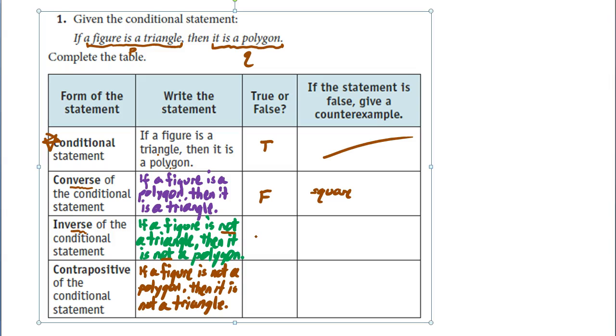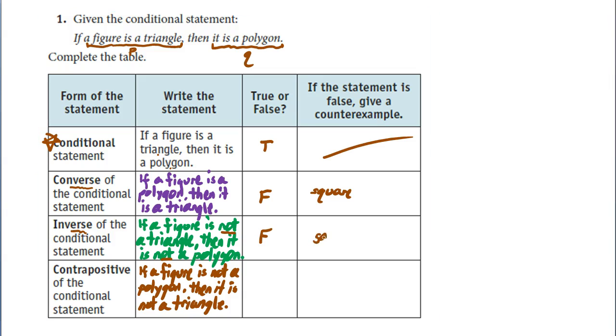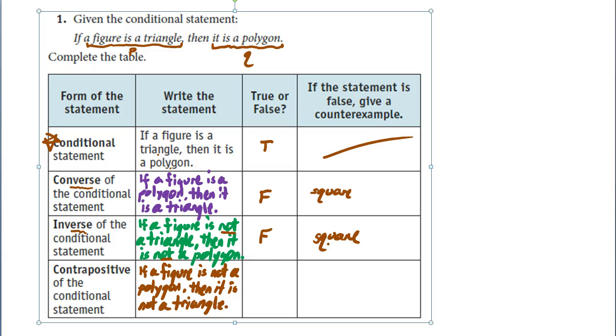Okay, let's think about true or false. If a figure is not a triangle, then it is not a polygon. That's false. Again, we need a counterexample. If a figure is not a triangle, maybe it's a square, then it is not a polygon? Well, no, because if a figure was a square, then it is a polygon. So this would be a false conclusion to have with this hypothesis.